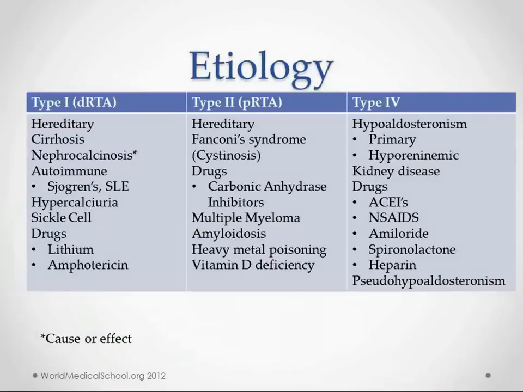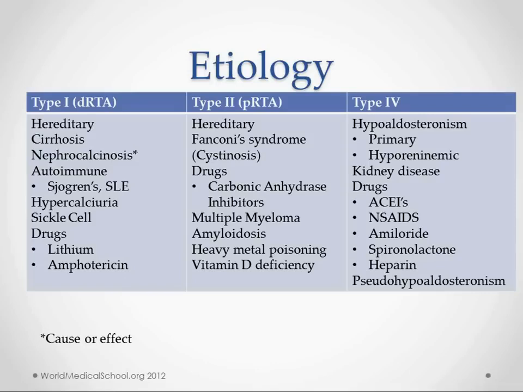So type 1, what are the causes? Hereditary causes, cirrhosis, nephrocalcinosis, autoimmune disease like Sjogren's or lupus, hypercalciuria, which is related to nephrocalcinosis, sickle cell disease, and drugs like lithium and amphotericin. So the main ones there: cirrhosis, hypercalciuria, autoimmune disease, and drugs.